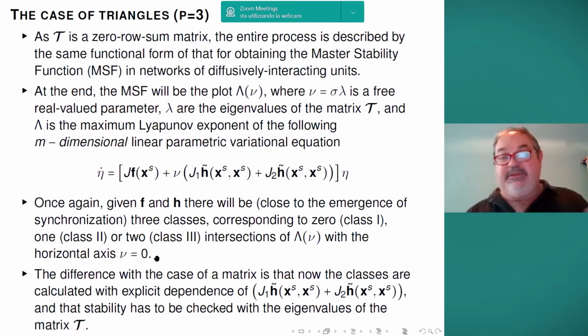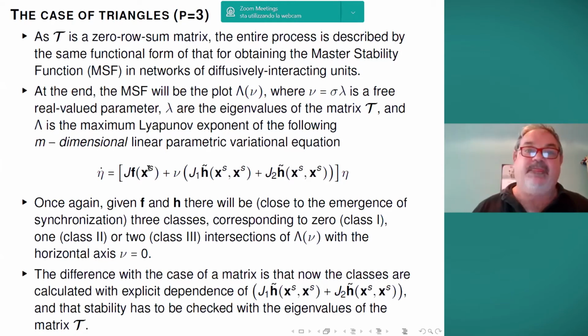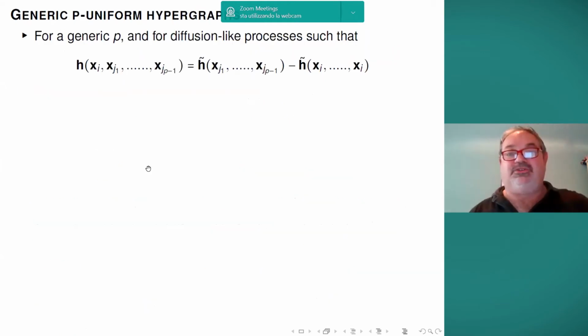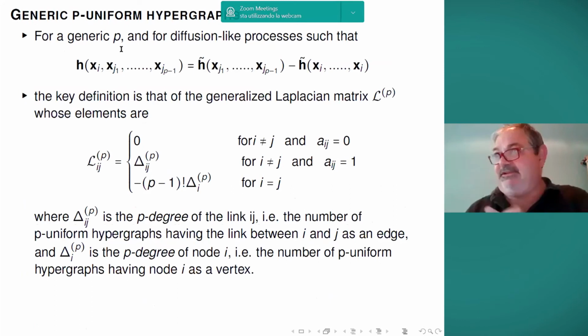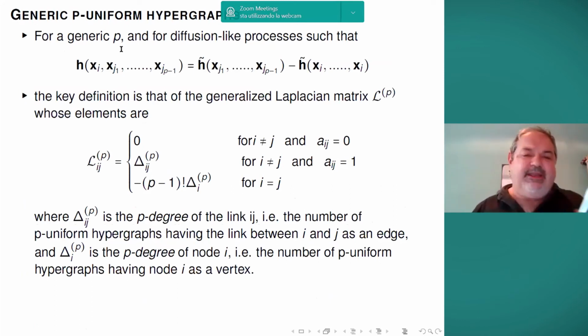So the difference with the case of the classical matrix, now the classes are calculated with explicit dependence to this double Jacobian, and the stability has to be checked with the eigenvalues of the matrix tau. What happens when we go to generic p-uniform hypergraph? When you have generic p-uniform hypergraph, you again make the diffusive hypothesis. I repeat that you can also get rid of such hypotheses.